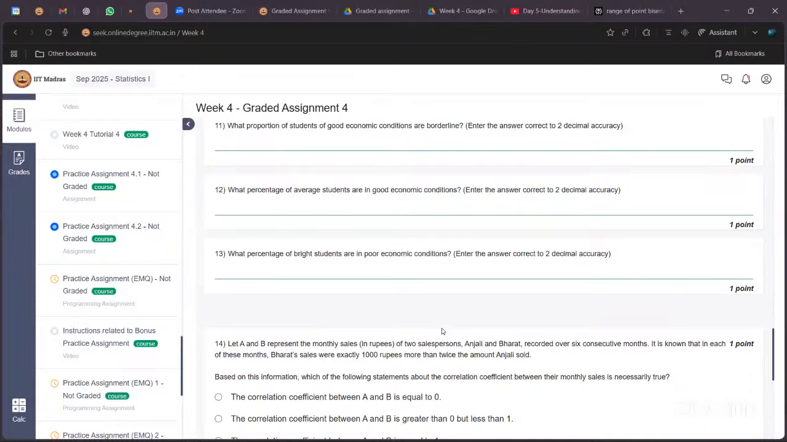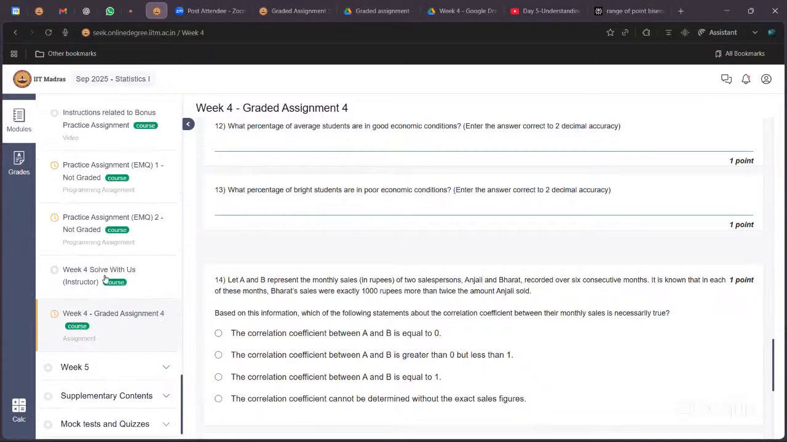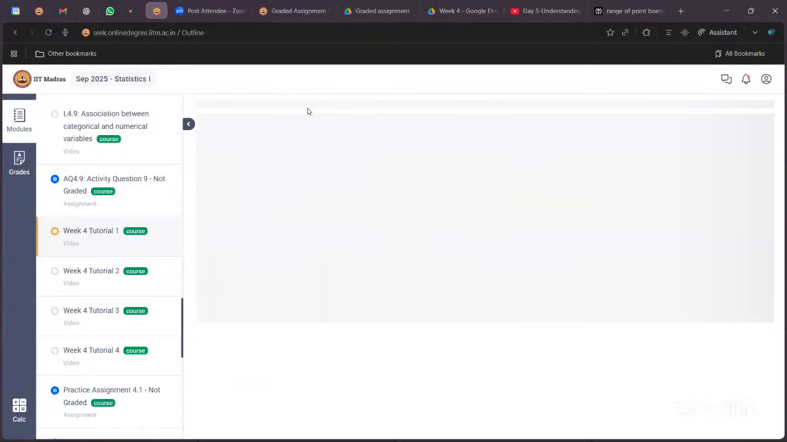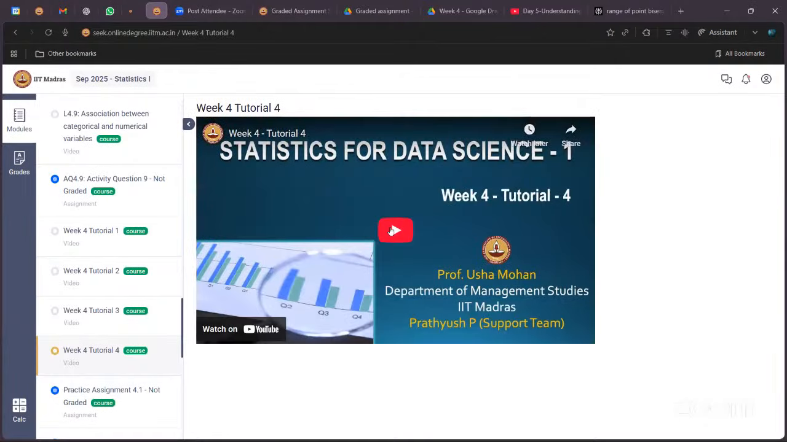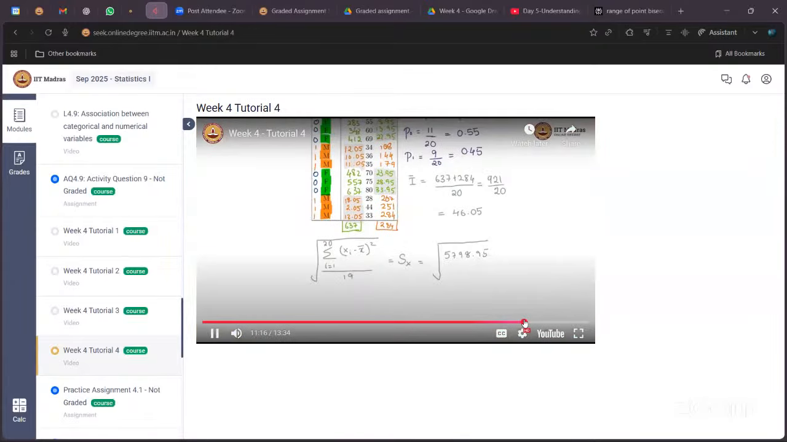So one last question more. Can you open the V4 tutorial, sir? Tutorial number 4. Sir, here in the question, the teacher calculated the RPV. Can you go to the end, sir, to get to the answer?